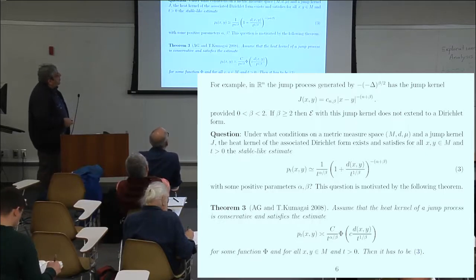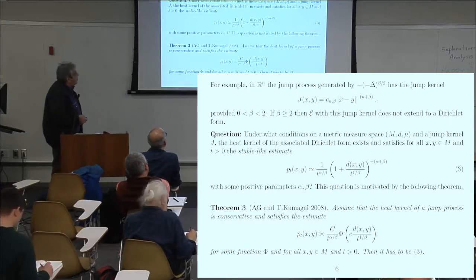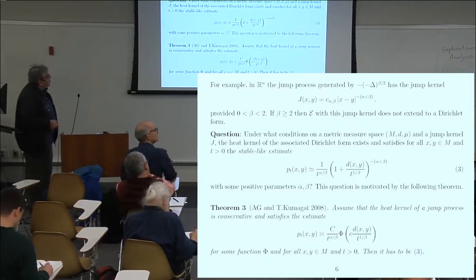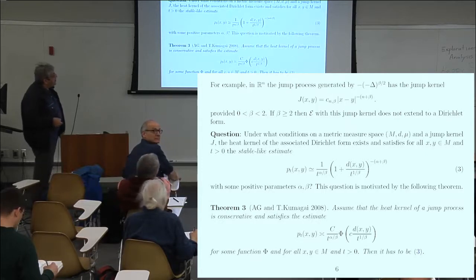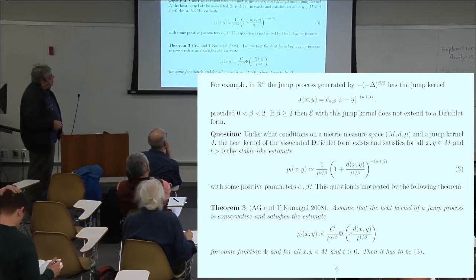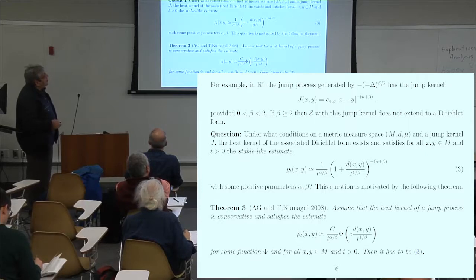Of course, this could be a straightforward generalization of the knowledge for jump processes in R^n. But there is one more motivation for asking this question. With Takashi Kumagai, we actually proved that if the heat kernel satisfies an estimate of this type with some tail function phi, where this is the on-diagonal behavior and this is the scaling between distance and t, and assume that there is a certain function phi so that this is satisfied, a tail function, then this phi has to be exactly this one, right?